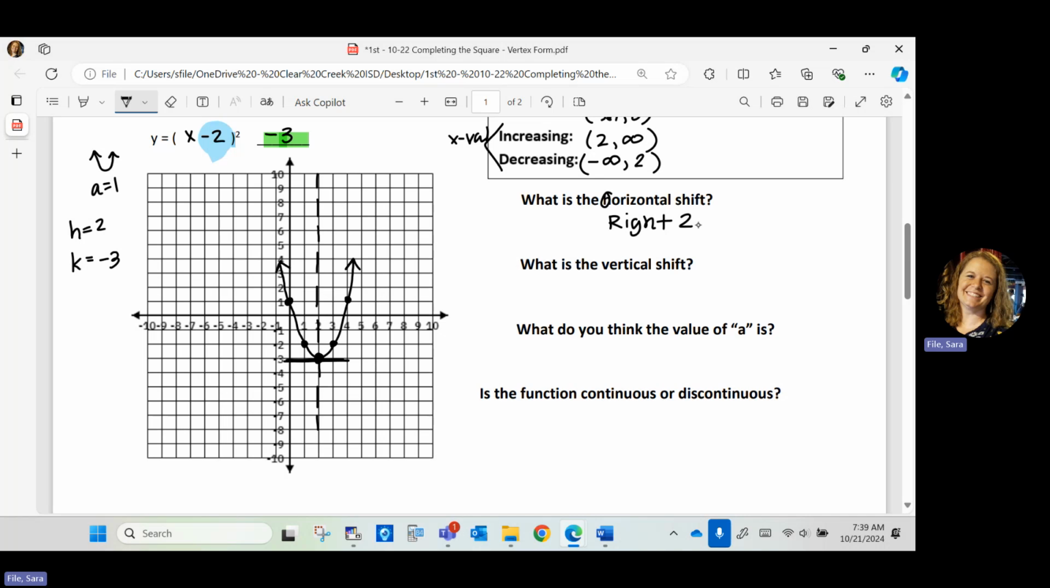What about your vertical shift? How much did this shift vertically off of the origin? Did it go up or down? Down. Down how much? Down 3. And then it asked, what do you think the value of A is? We already identified A as 1. We did that up here from the equation because A is what's multiplied in front. Now, is this function continuous or discontinuous? Continuous. All of our quadratic parabolas here are going to be continuous graphs.